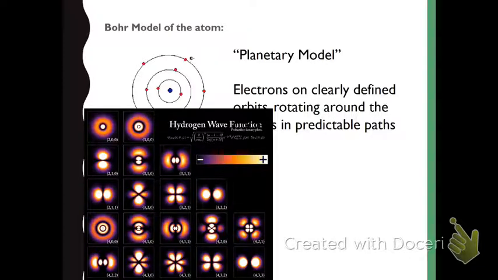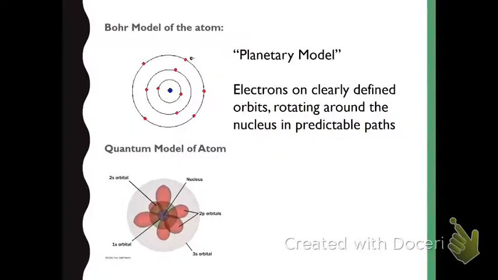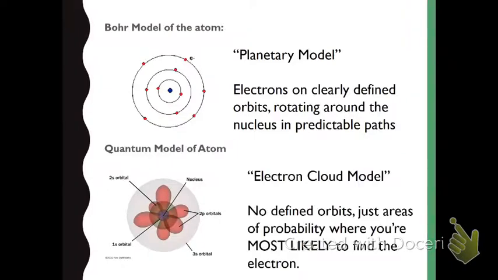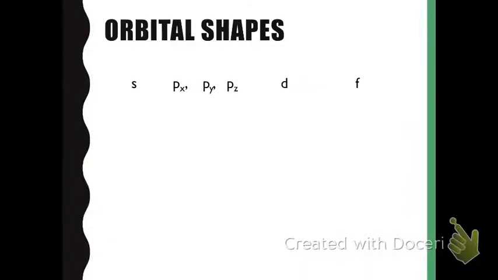These were some measurements he took from some machines, and he did a lot of math with them to come up with the idea that the atom looked a little bit different, not nice, clearly defined rings. Schrodinger came up with the electron cloud model, that there aren't set orbits, just areas where you're most likely to find the electron, and they aren't necessarily going to be orbiting in nice, smooth lines. No predictable paths. So this kind of threw people for a loop. And so let's get to learn some of those crazy shapes that are in this quantum model of the atom.